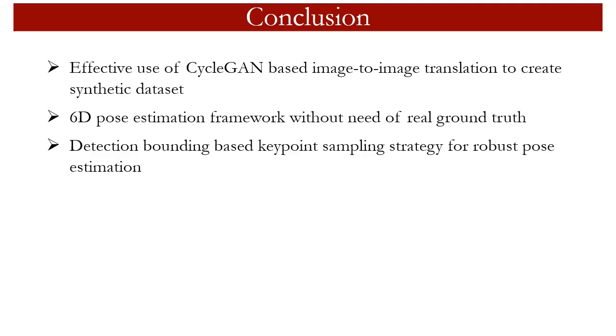We presented a system for 6D pose estimation of an autonomous underwater vehicle for relative localization. The system learns to predict the 6D pose without the need for any real ground truth, which enables pose estimation in an environment where ground truth is difficult to acquire. We also present a detection bounding box based keypoint sampling strategy which leads to better estimate of the pose of the observed robots.